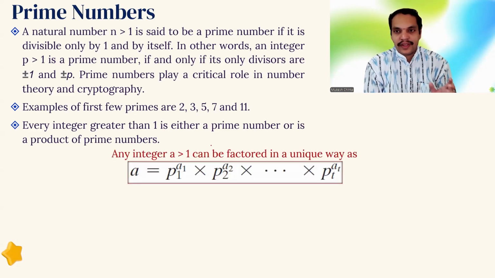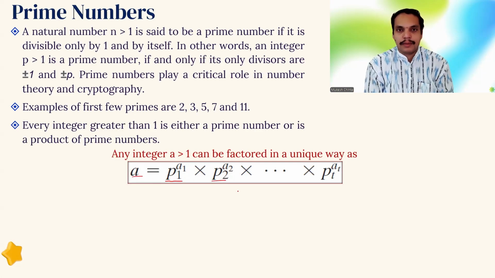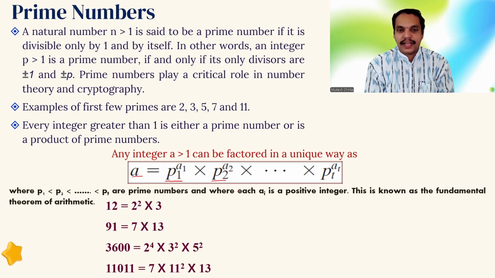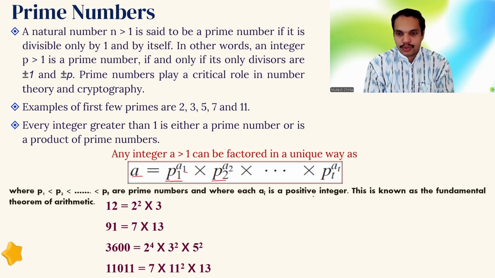Now, one thing very important for our discussion is that any integer greater than 1 can be factored in a unique way as a = p1^a1 · p2^a2 ··· pt^at. These p1 through pt are your prime factors, your prime numbers, and any integer can be written in this format. We'll see many examples where we come across this particular way of representing a number. Here p1, p2, up to pt are the prime numbers, and a1, a2 and so on are the powers, which are positive integers.